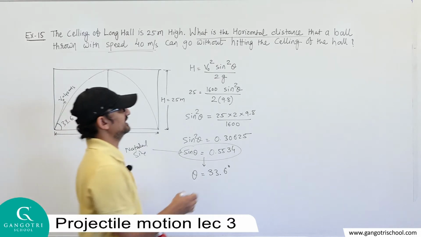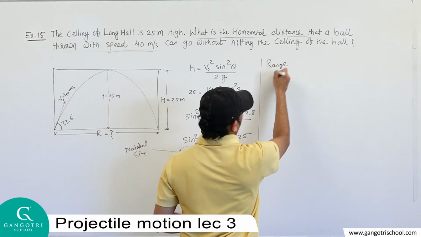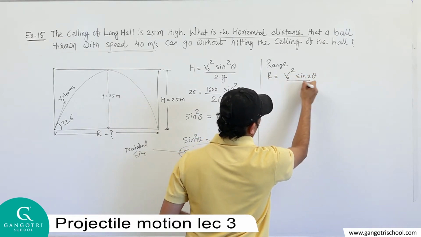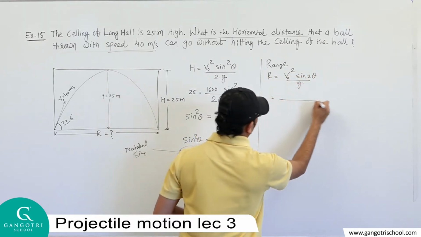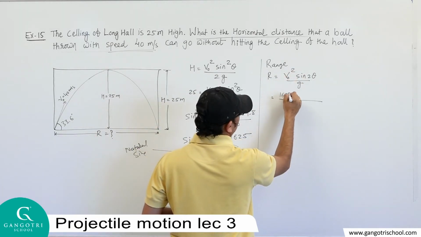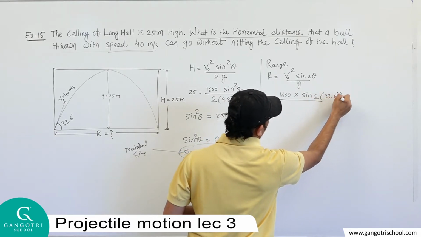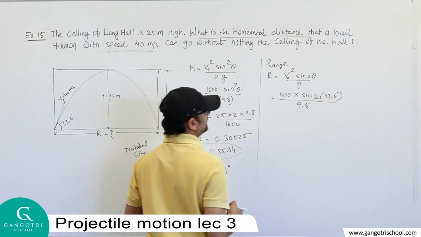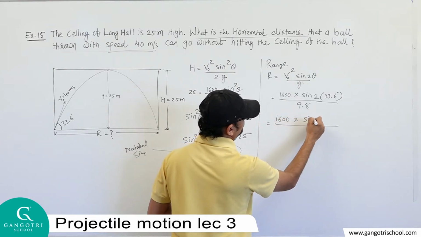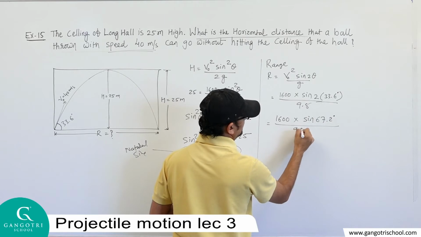Now the question is how far it goes. They ask us to find the range actually. So let's put the formula of range. Range formula is V0 square sine 2 theta upon g. Okay, again V0 is 40, square of V0 is 1600 into sine 2 theta, 2 theta is 67.2 degree, g is 9.8. So finally 1600 into sine 67.2 degree, upon 9.8.